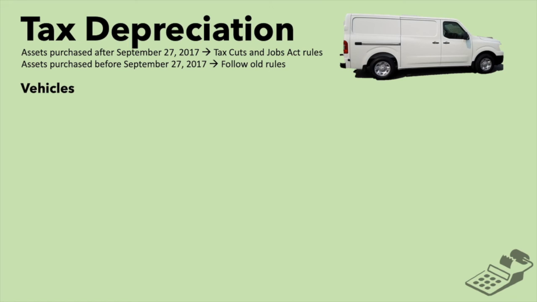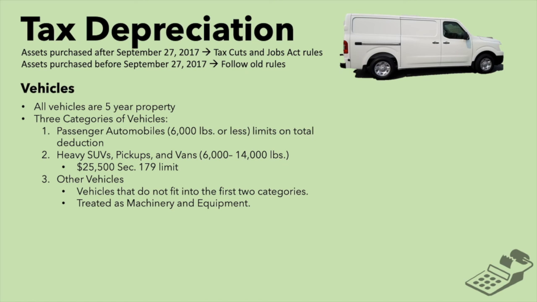When it comes to vehicles, there are a couple of special rules. All vehicles are 5-year property. There are 3 categories of vehicles. You have passenger automobiles, which are 6,000 pounds or less. With passenger automobiles, there are limits on how much you can expense each year for depreciation. The second class are heavy SUVs, pickups, and vans, which are between 6,000 and 14,000 pounds. And there's a Section 179 limit for SUVs, pickups, and vans, which most recently was $25,500. There aren't Section 179 limits for passenger automobiles, but there are limits on total depreciation.